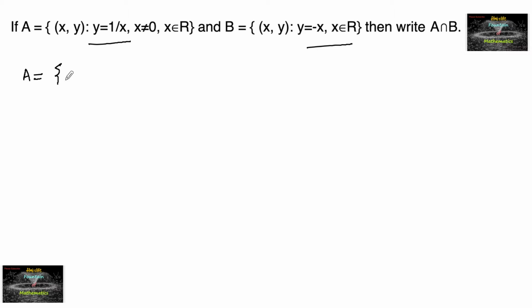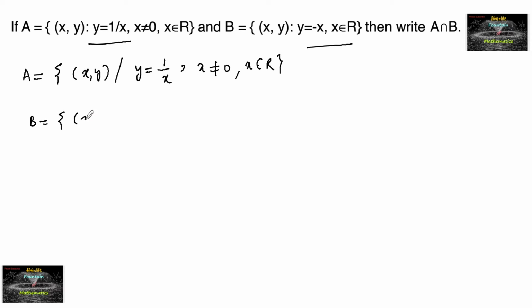So A is equal to the set of ordered pairs (x, y) such that y is equal to 1 upon x, where x is not equal to 0 and x is a real number, and set B is also the set of ordered pairs (x, y) such that y is equal to minus x, where x belongs to real numbers. So intersection is nothing but the common part of both.